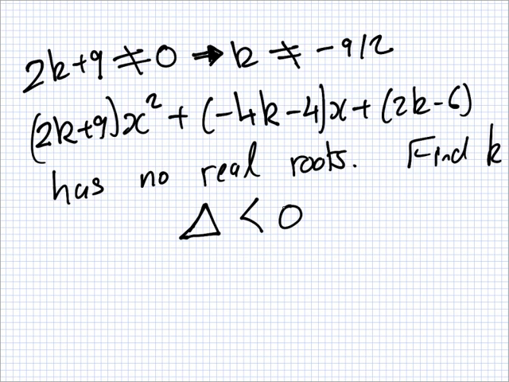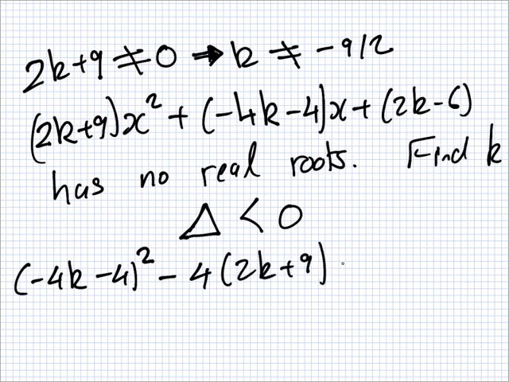Alright, well, we know the formula for discriminant. It's b squared, so what's b squared here? That's minus 4k minus 4 squared, minus 4, what's a? That's 2k plus 9, isn't it? And then the c is 2k minus 6. And that should be negative. Alright, well, you can guess what's happening next. What's happening next?